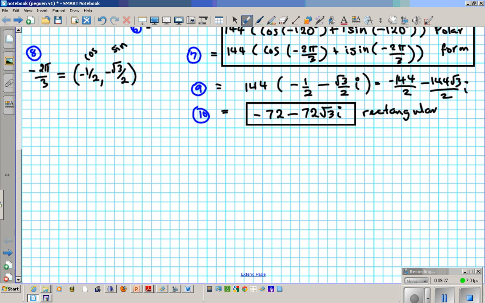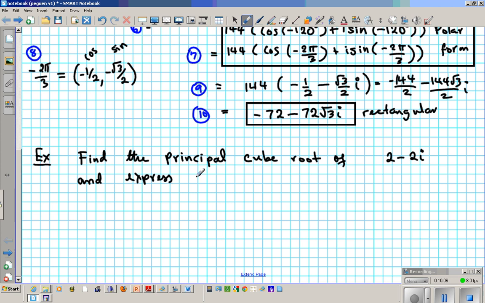All right, now let's try another example. Example 2. Find the principal root, cube root of 2 minus 2i and express your answer in rectangular form. Okay? All right, let's do this.